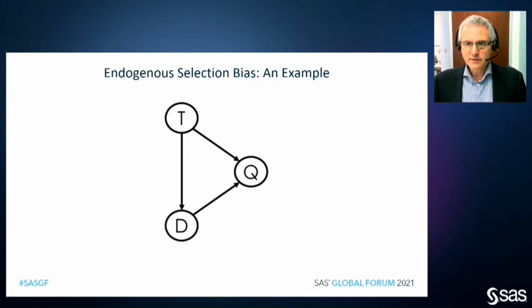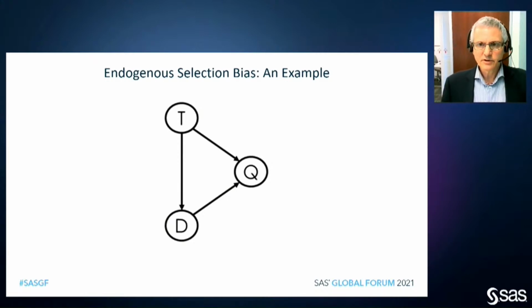A CHD treatment, or treatment for coronary heart disease, represented by T, is under study and is expected to lower the risk of coronary heart disease and increase the quality of life, perhaps by returning patients to normal levels of daily activities. So we have directed arrows from T to both D and Q on our diagram.